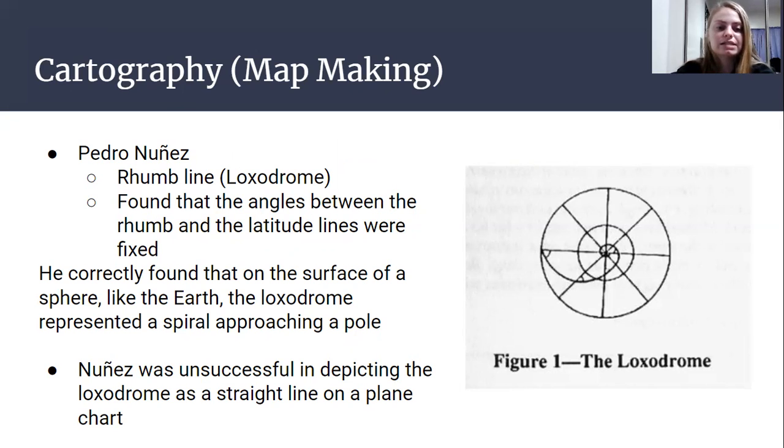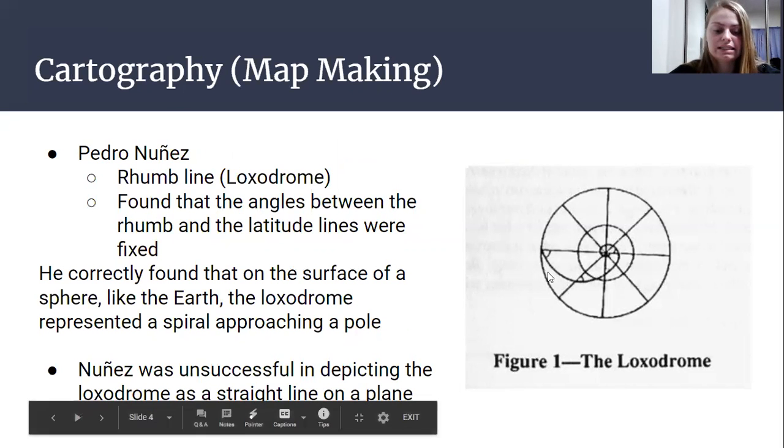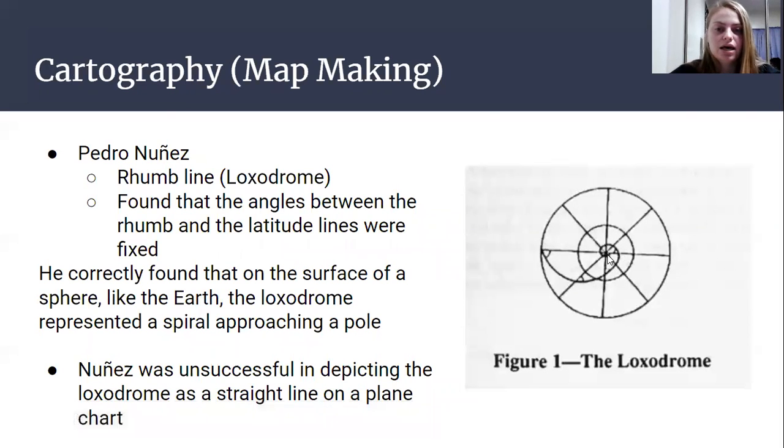And he correctly found that on the surface of a sphere like the Earth, the loxodrome represented a spiral approaching a pole, which we can see in this figure here. We see this spiral is approaching a pole. And then we can also see those angles right there between the lines, and they are fixed. One of the goals of cartography, however, was to depict the loxodrome as a straight line on a plane chart so that a ship's course could be plotted using a ruler. And Nunez was unsuccessful in doing this.